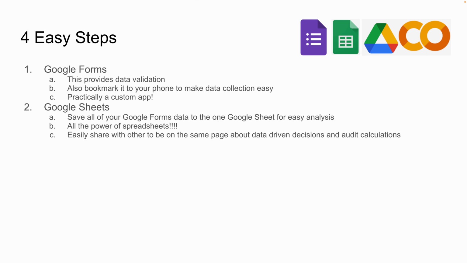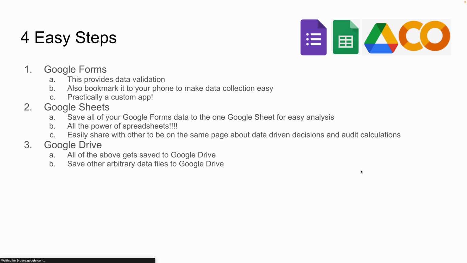Now, let's get on to the third step, Google Drive. So all of these are saved in Google Drive. You have all the sharing facilities available, where I want to give access to my spouse or loved ones so that they can view it or collaborate and edit the document, so we're on the same page about our finances.